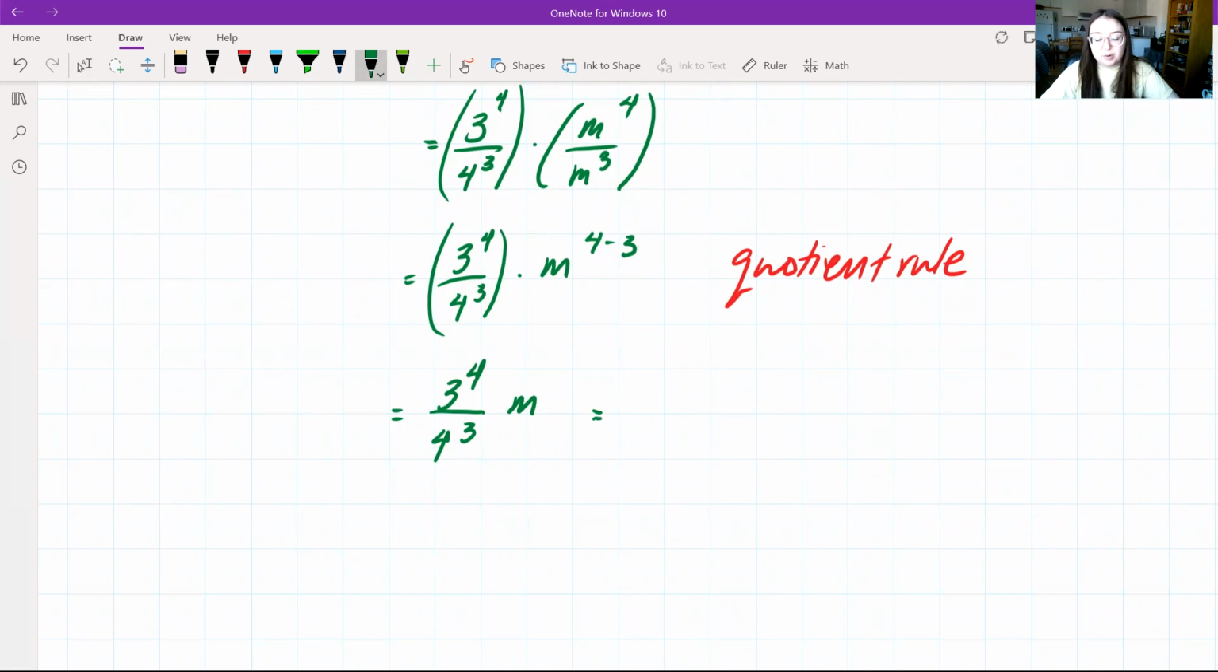3 to the power of 4. If we have 3 times 3, that's going to be 9. 9 times 3 is 27, and 27 times 3 is going to give us 81. Then we have 4 to the power of 3, where 4 times 4 is 16, and 16 times 4 is going to be 64. And this is all times m. And this is our most simplified expression.